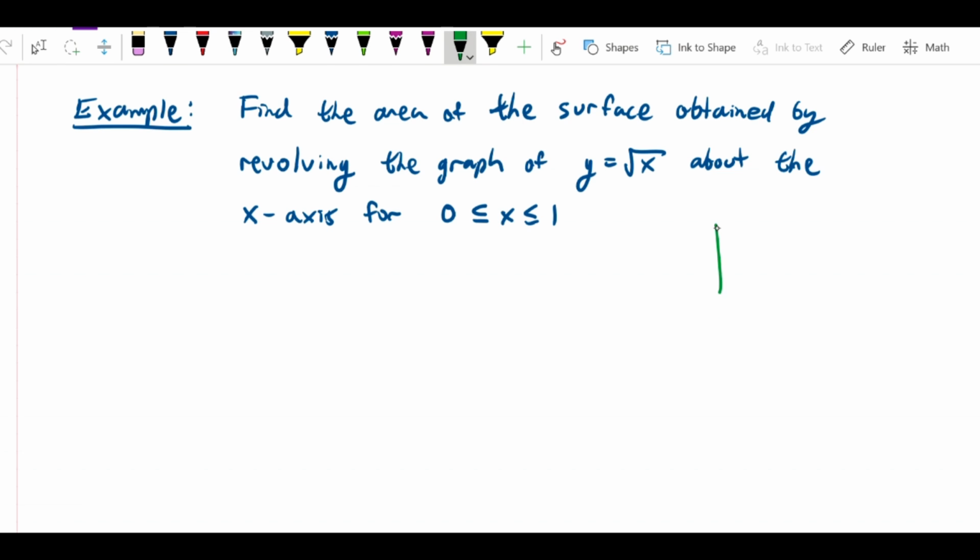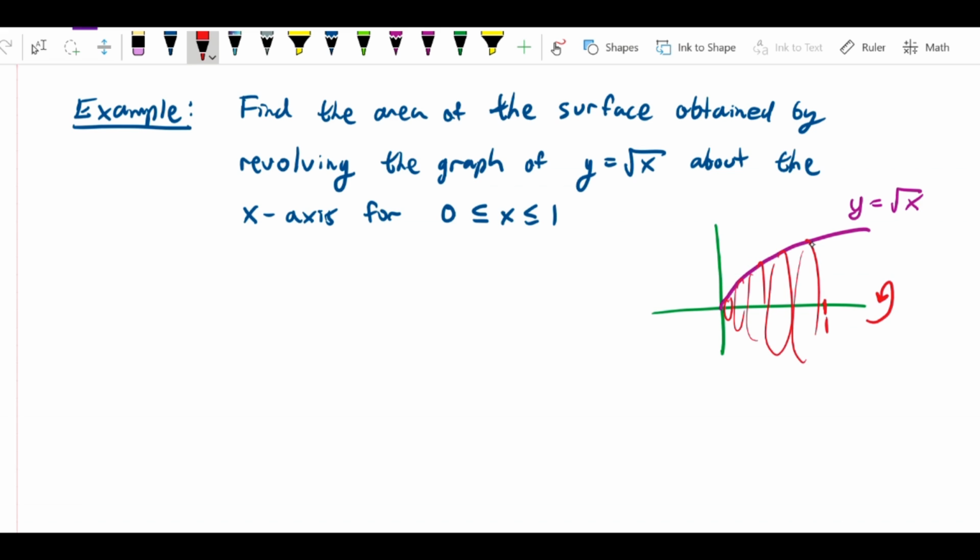So we actually can draw this graph this time. This is y equals the square root of x. What we're doing is revolving this about the x-axis, and we're forming a surface that looks kind of like this. It's going to look like that. And again, we're not asking how much water can fit in the bowl. We're asking how much wallpaper we need to cover this surface.